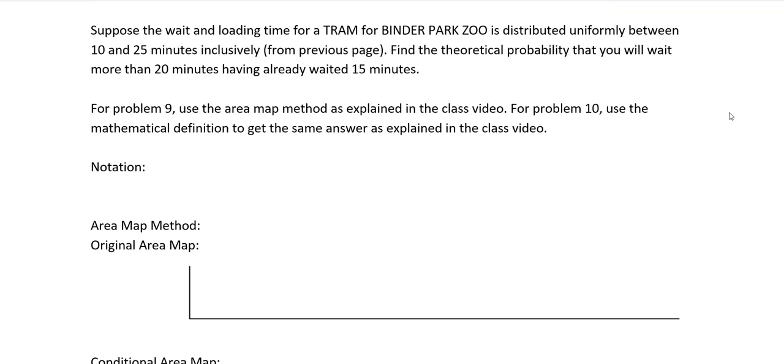Okay, so here is the challenging problem, because I'm throwing conditional probability into this uniform distribution problem. It says, suppose the wait and loading time for the tram at Binder Park Zoo is between 10 and 25 minutes. Okay, so we kind of understand that. Find the theoretical probability that you will wait more than 20 minutes, having already waited 15 minutes.